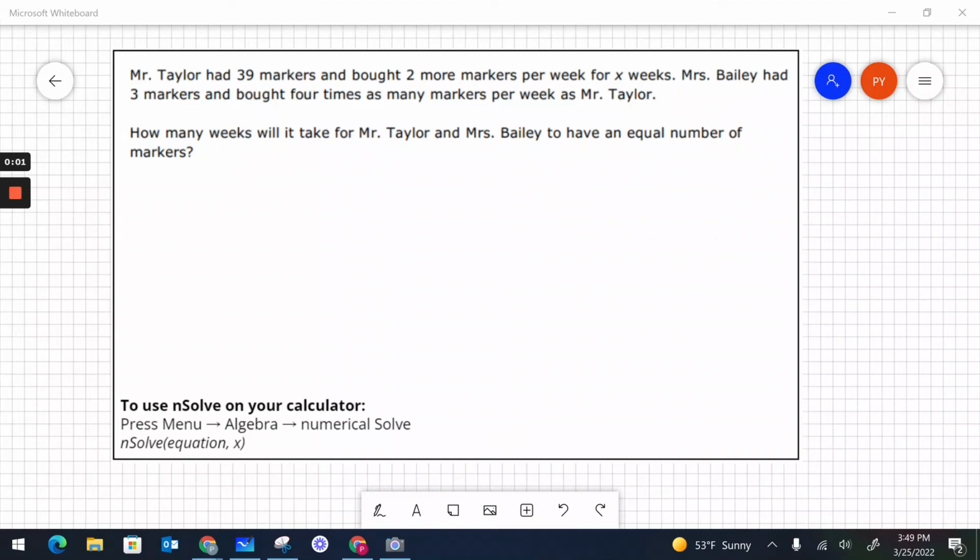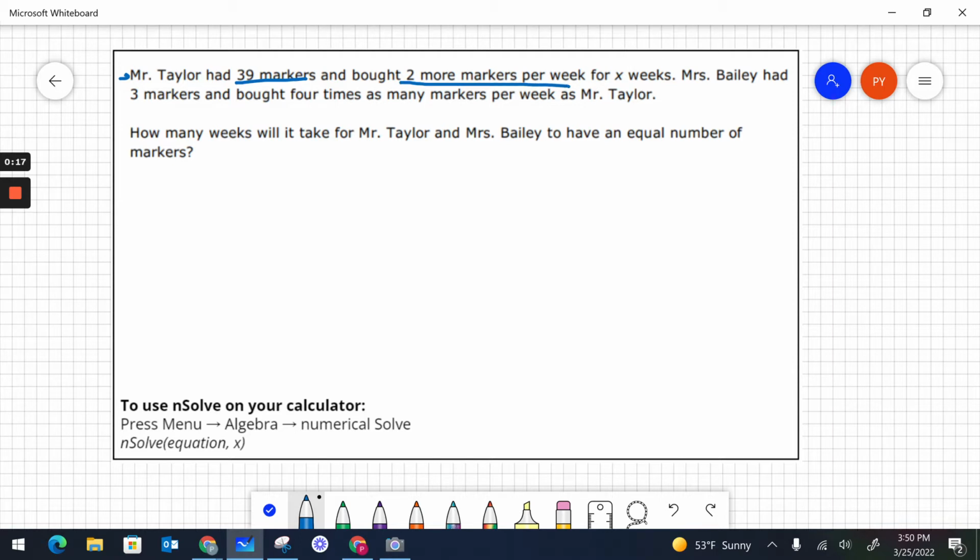These are the video notes for solving equations. Let's start by reading the problem. Mr. Taylor had 39 markers and bought 2 more markers per week for X weeks.